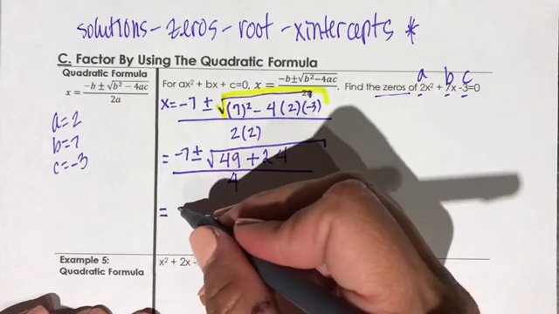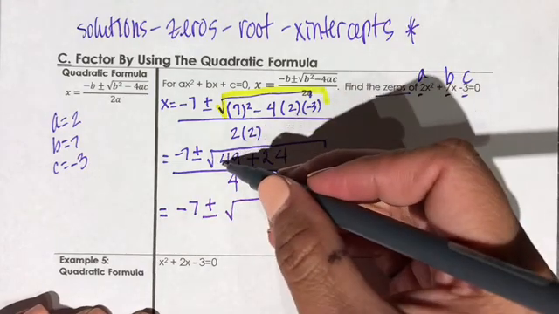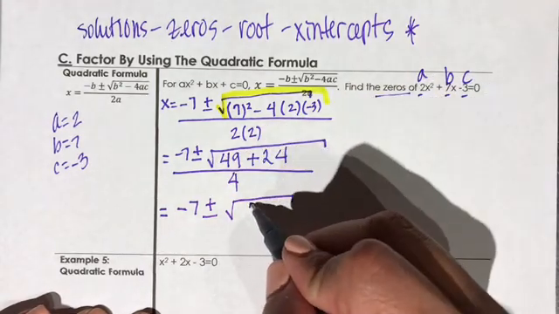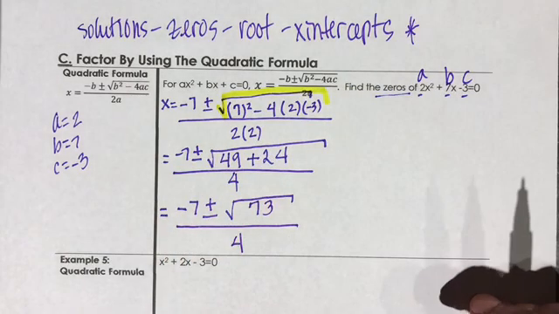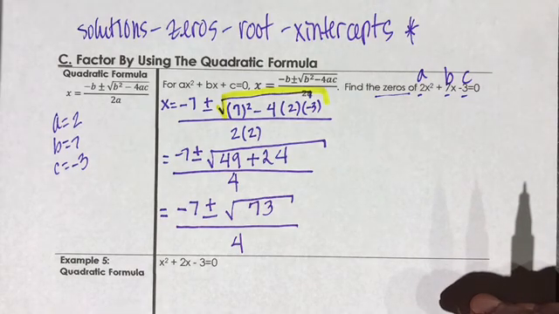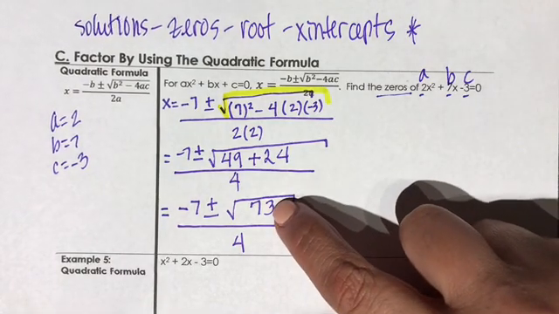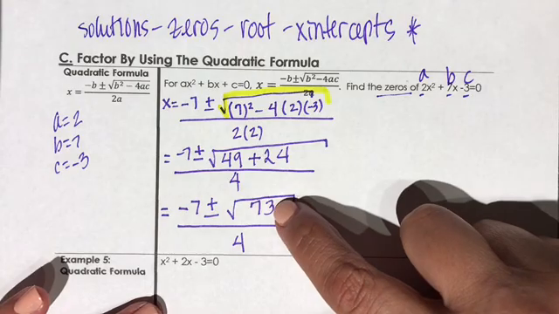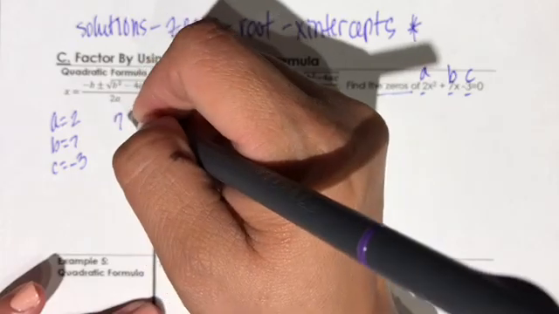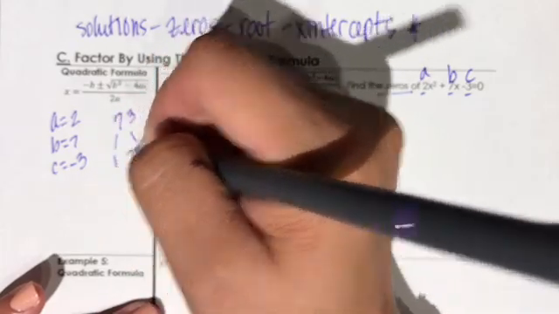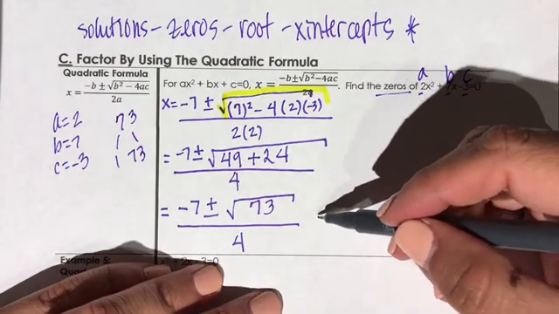Keep on going. Negative 7 plus or minus the square root. 49 plus 24 is 73. All of this is still over 4. We're solving for x here. Now we need to see if there are any perfect squares underneath the square root of 73. 73 is a prime number, which means it can only be multiplied by 1 and 73. So now that brings us one step closer to solving for our solution, or solving for our zeros.